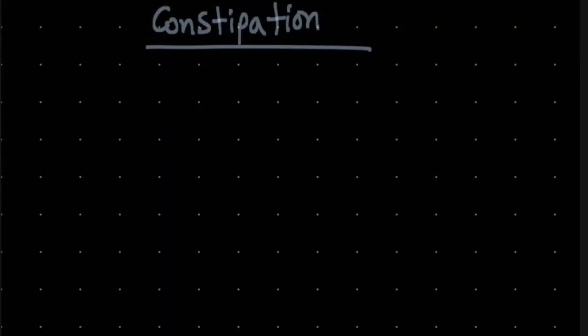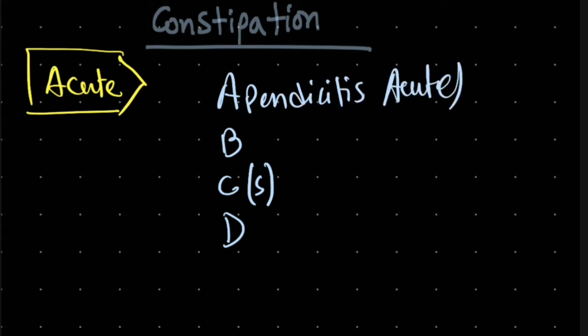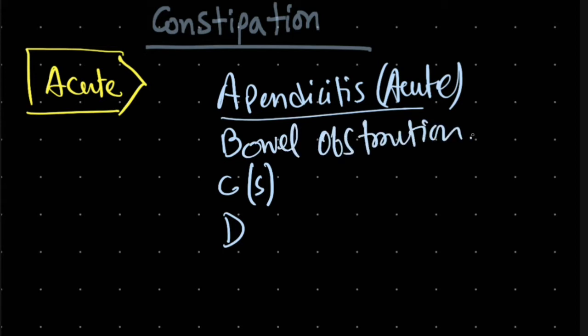We are going to see the causes of constipation with a mnemonic. Constipation can be acute or chronic. First, let's see what the causes of acute constipation are. We can remember them as A, B, C, D. A is for appendicitis. In acute appendicitis, we find constipation. Then B is for bowel obstruction, which can also cause constipation.